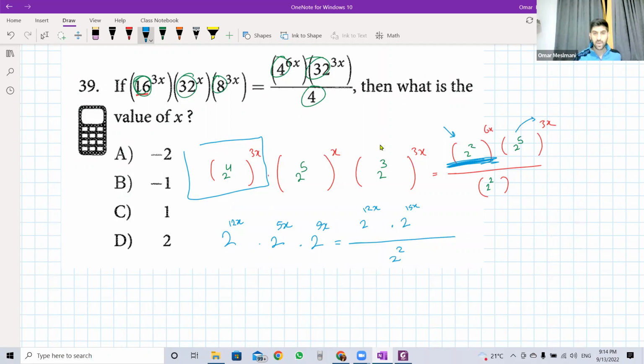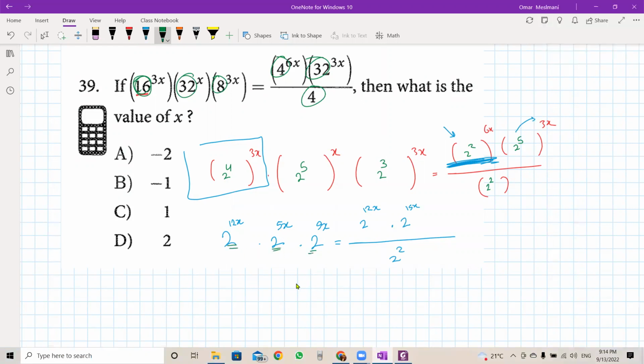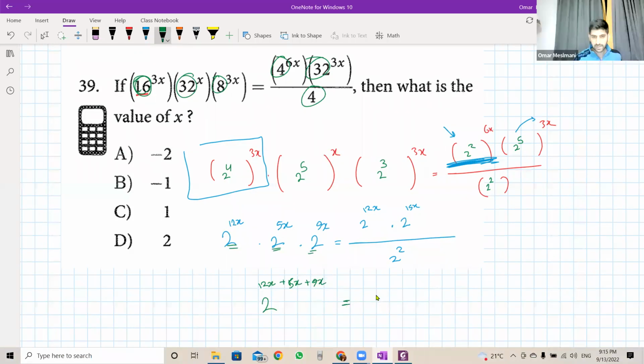Right, now what am I going to do? Look, do you see that I have all of them with the same bases or not? Yes, so it's just 12x plus 15x. In any equation, you can just remove all the 2's. Exactly. So now I'm going to say 12x plus 15x over 2 power 2.